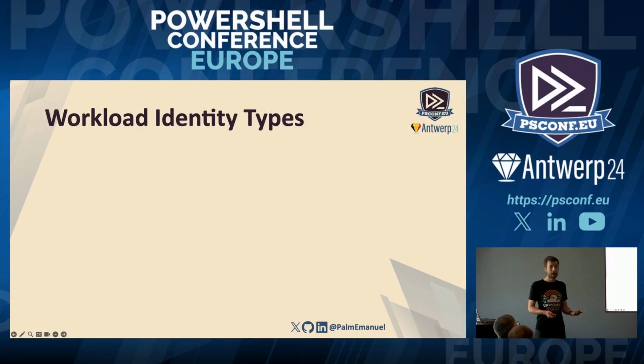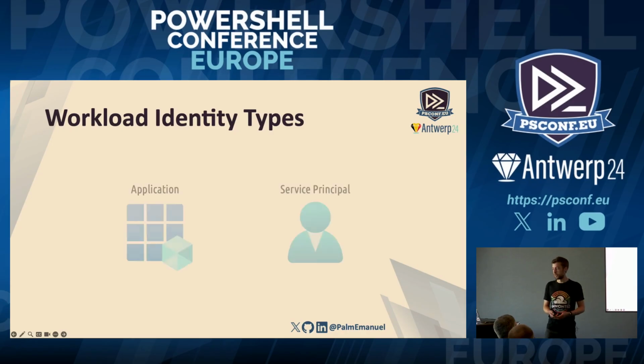Workload identity types. We have now 3 different ones. So let's start with applications and service principals. Applications and service principals are closely tied together. We have a one-to-many potentially relationship there.